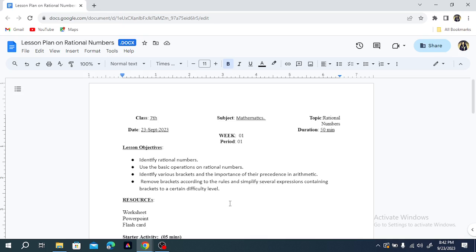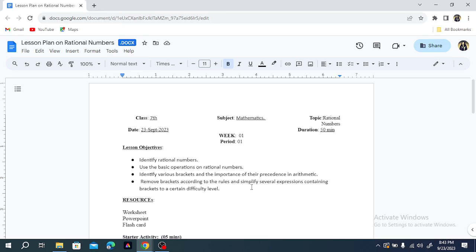So by the end of the lesson, my students will be able to identify rational numbers. That is, I will be explaining the points about rational numbers. They will be able to use basic operations on rational numbers, that is addition, subtraction, division, multiplication, and they will be able to identify different brackets, that is curly bracket, square bracket, round bracket, and will be able to learn about the importance of their precedence in arithmetic. Plus, they will be able to remove brackets according to the rules and simplify several expressions containing brackets to a certain difficulty level.